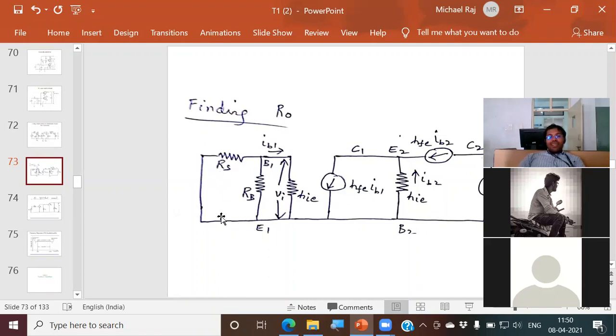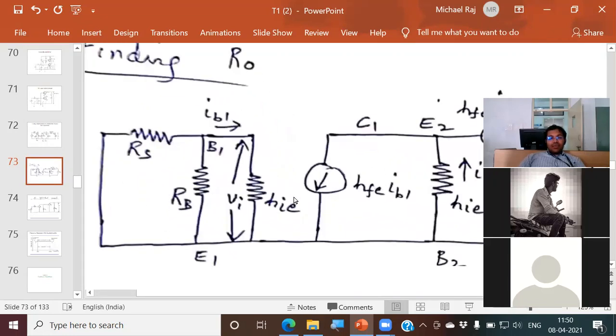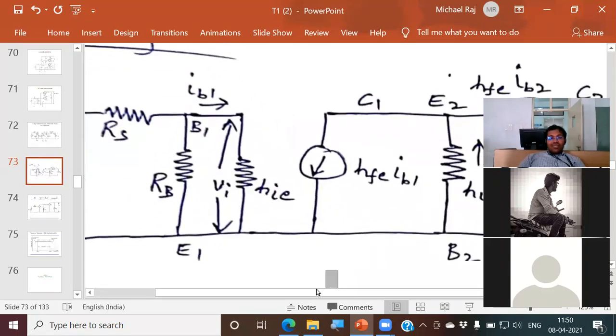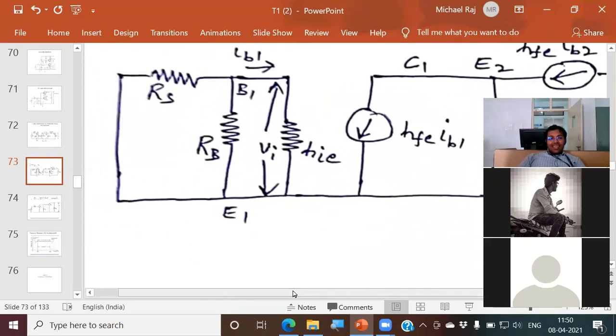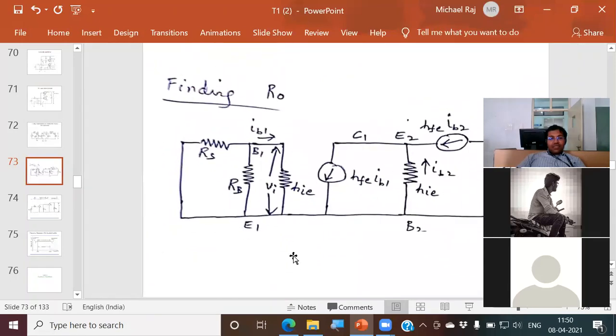Now, what will be the current flowing through this single equivalent resistor? Look at this circuit and tell me. One of you please answer. There is RS, there is RB, no source. Okay, good. No source, zero current flows.